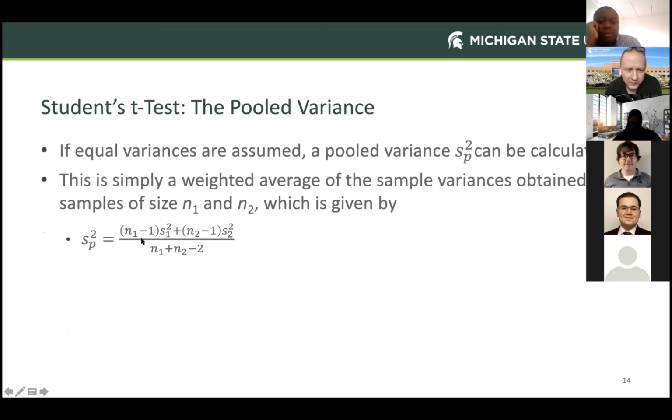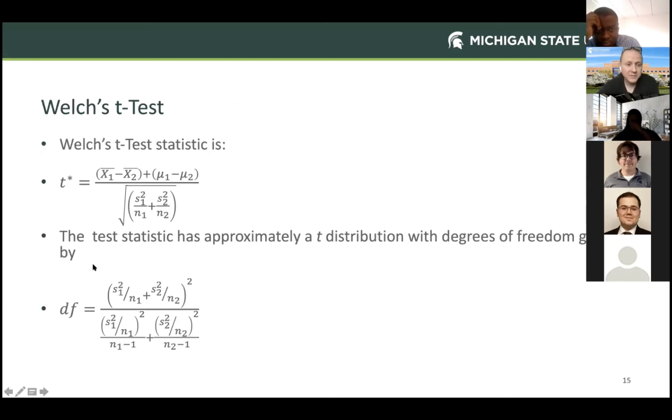And the calculation of the variance is just basically weighted by the sample size. So we're giving more weight to whichever of those variances is being drawn from a larger sample, okay? In cases where the sample sizes are equal to one another, this is just the straight arithmetic average of those respective variances, okay? If the variances are not equal to one another, we would use Welch's t-test instead.